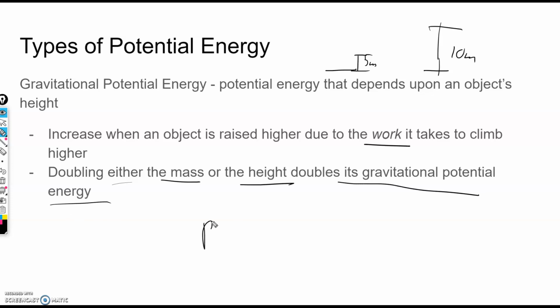Because when we talked about it, potential energy is equal to mass times gravity times height. So if we increase mass, we'll increase potential energy. And if we increase the height, we'll increase potential energy also, because it's dependent upon how high an object is. Okay. That's the one we just talked about.